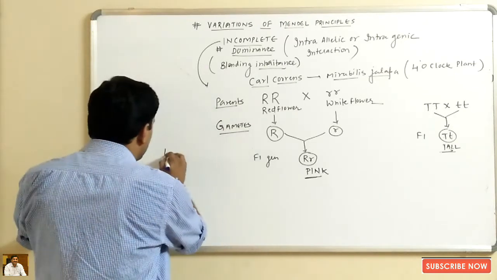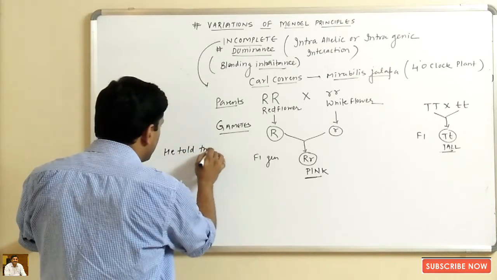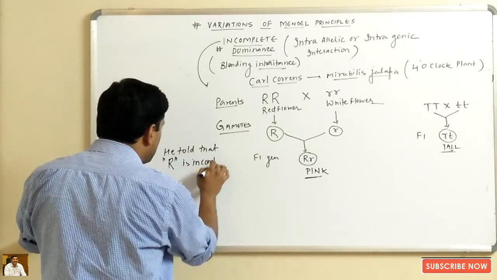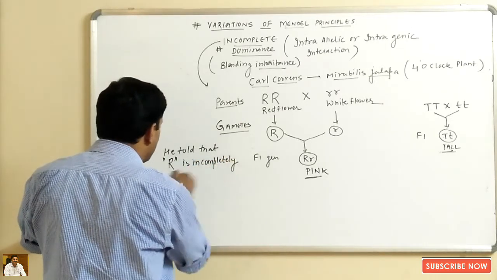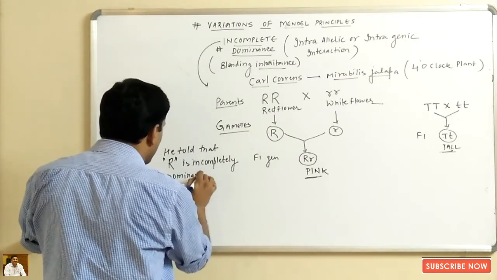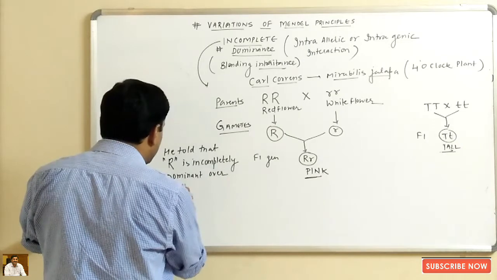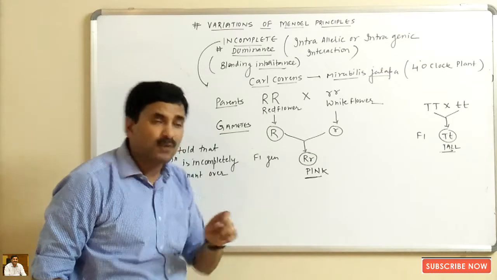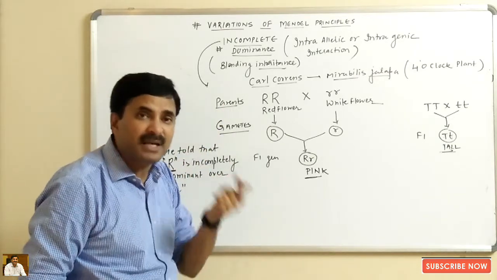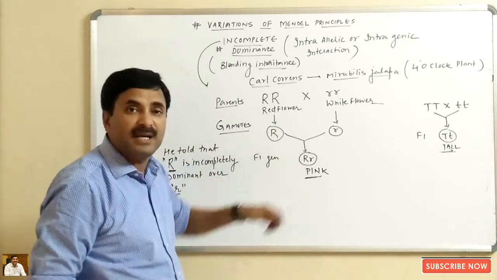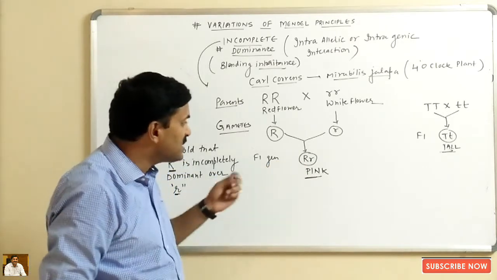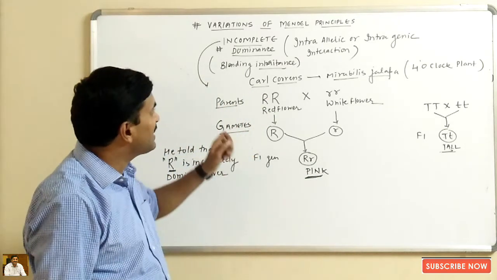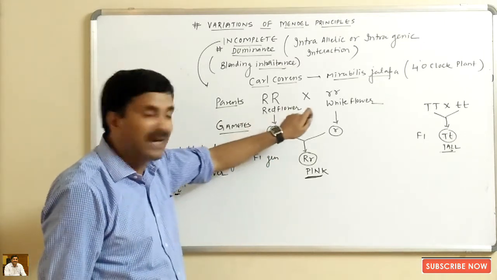He told that capital R is incompletely dominant over small r, that is, the capital R allele is incompletely dominant over the small r allele, and because of this incomplete dominance, the capital R is not able to be fully expressed, and instead of the red color we got pink color. And we know that pink color is an intermediate color of red and white.